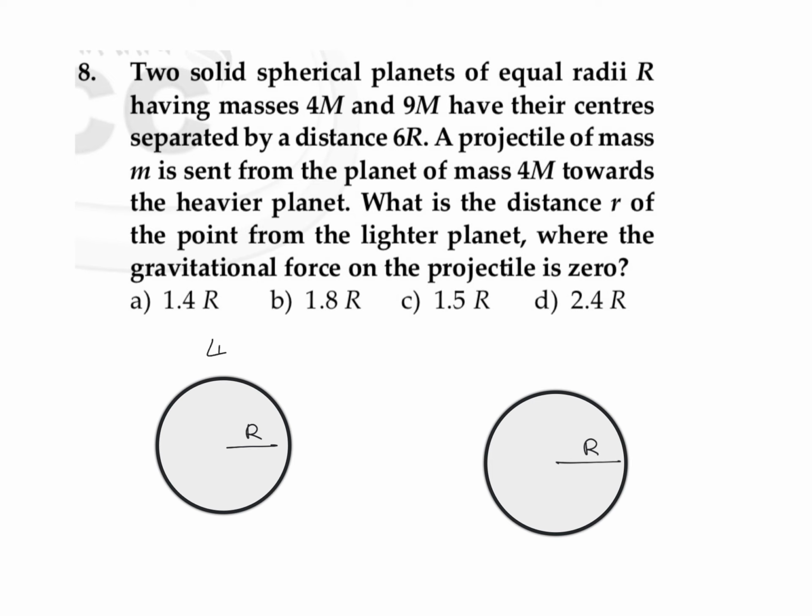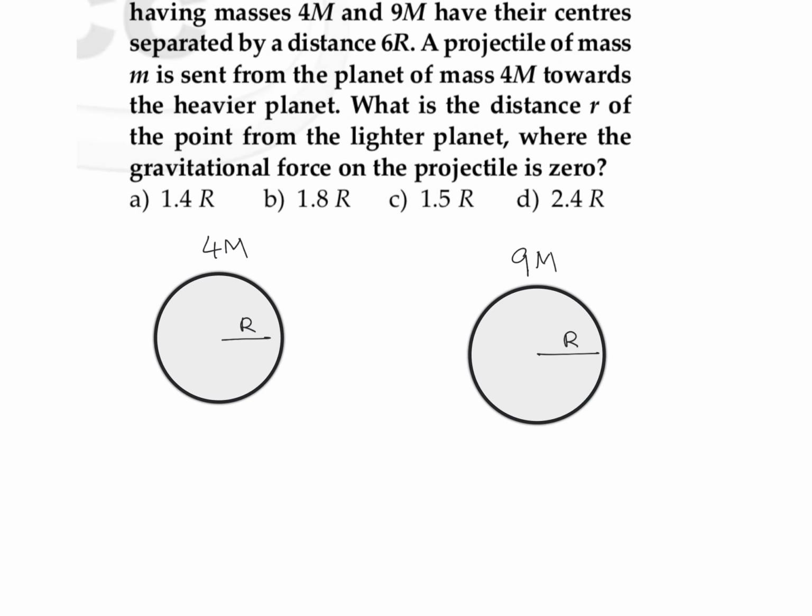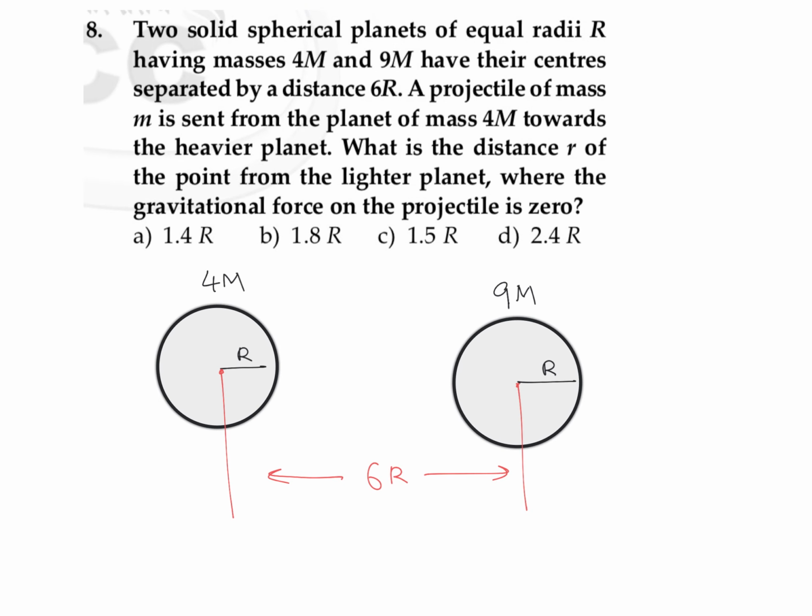Having masses, the mass of one is 4m and another is 9m, and they have their centers separated by a distance of 6r. The distance between their centers is given as 6r. A projectile of mass m is sent from the planet of mass 4m towards the heavier planet, meaning towards 9m. What is the distance r of the point from the heavier planet where the gravitational force on the projectile is 0?